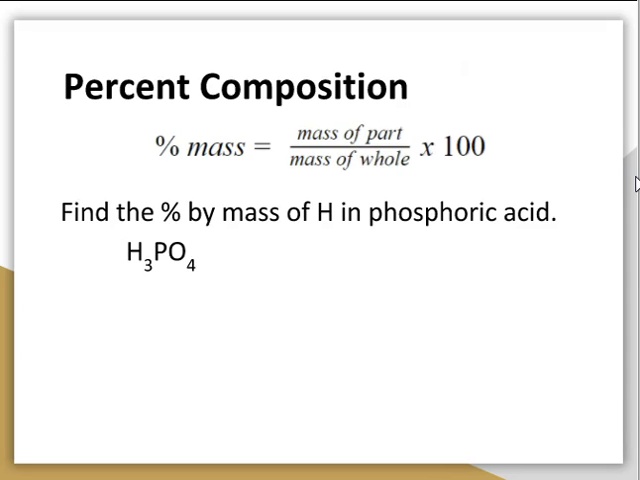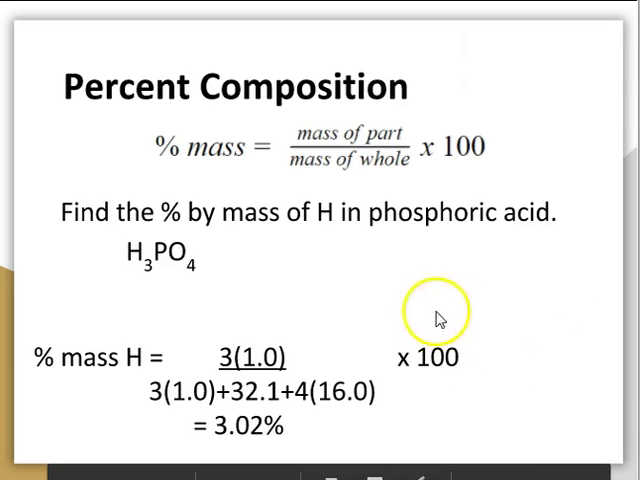So for percent mass of hydrogen in phosphoric acid, we need to figure out what the mass of the hydrogen is, since that's what the question's asking. What's the mass percent of hydrogen in phosphoric acid? And then what's the mass of the whole thing, right? Which would be the molar mass. So the mass of our hydrogen is going to be 1. The molar mass of hydrogen is 1, and there's 3 of them, so it's 3 times 1. And then the molar mass of the whole is going to be the 3 hydrogens, the 1 phosphorus, and the 4 oxygens. Take that times 100%, and 3% of the mass in phosphoric acid is from the hydrogen.